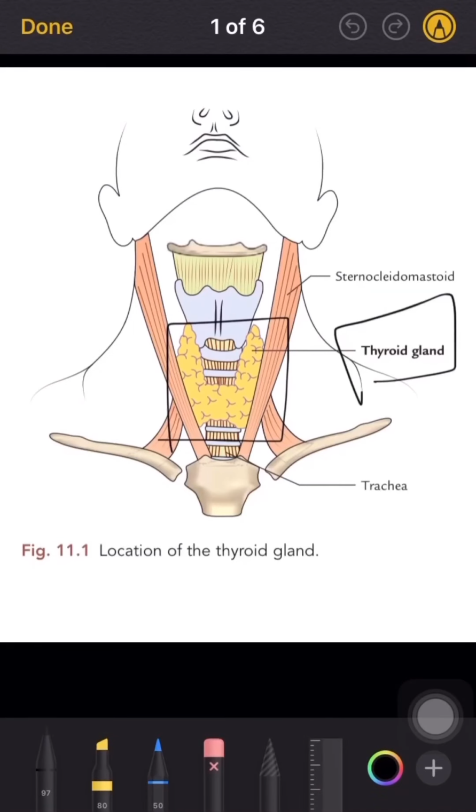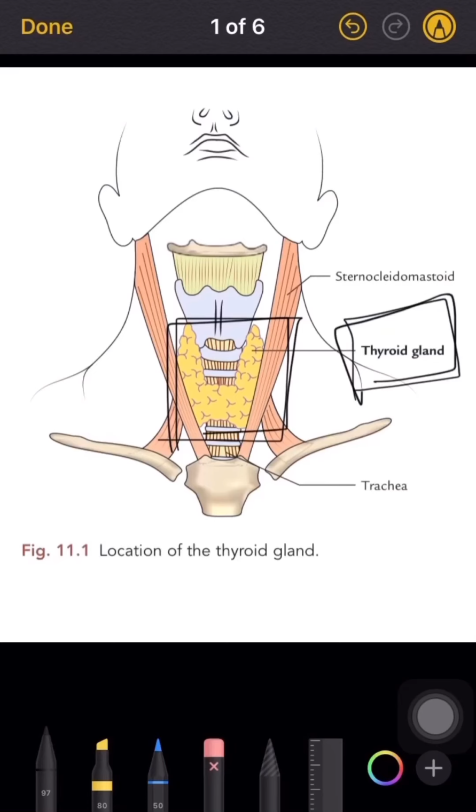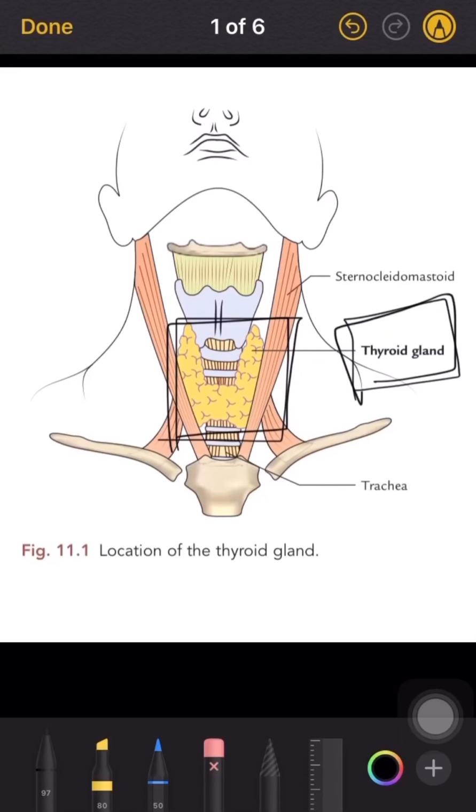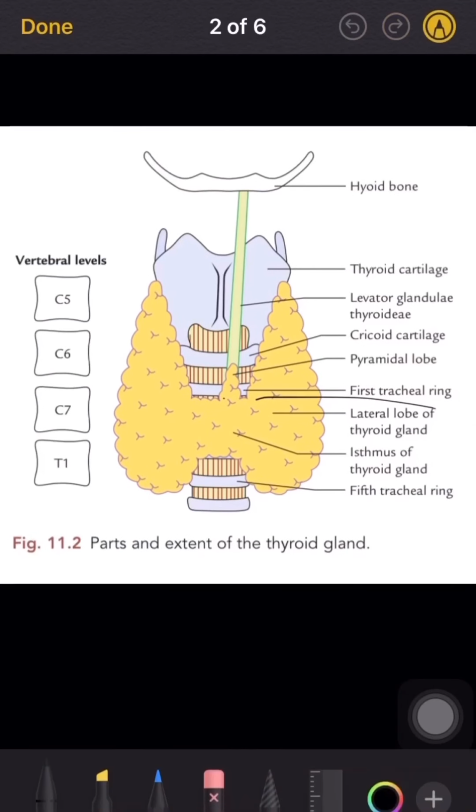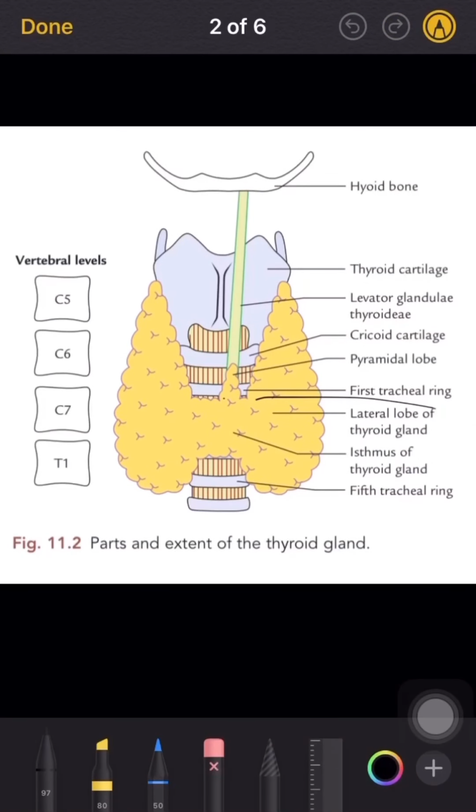Hey friends, so today we'll study the anatomy of thyroid gland. So as you can see, the location of the thyroid gland, it's present in the front and the sides of the neck. To be a little more specific, we can see that the extent of the thyroid gland is from the level C5 to T1.